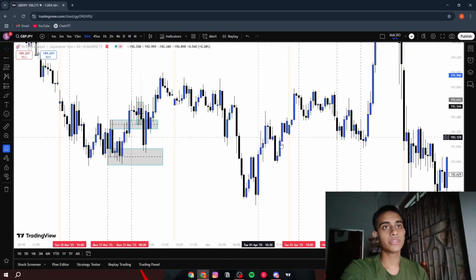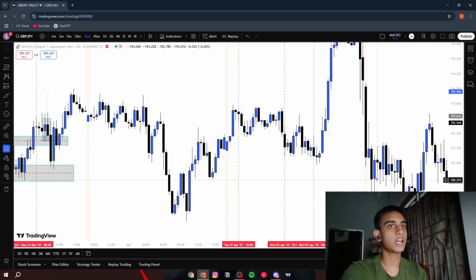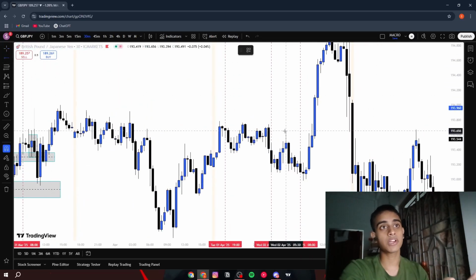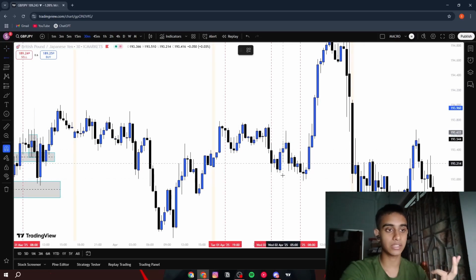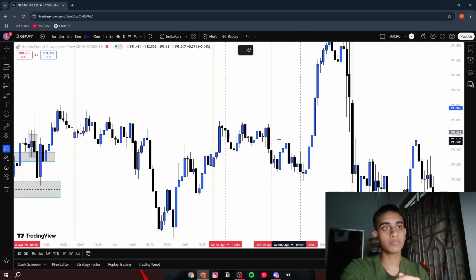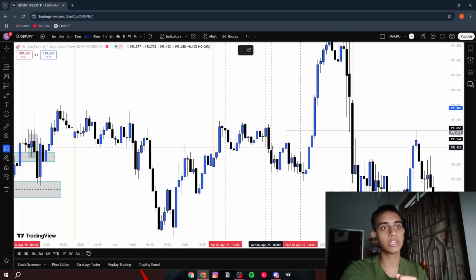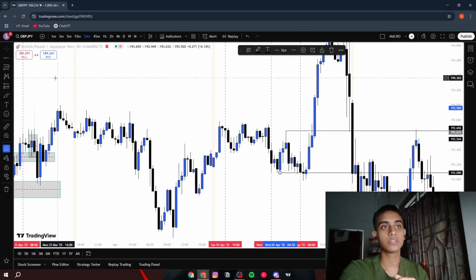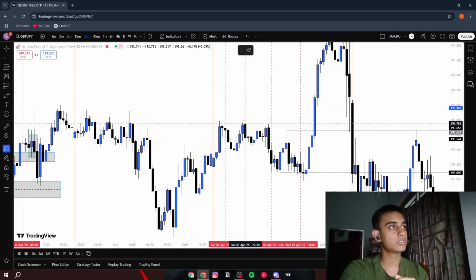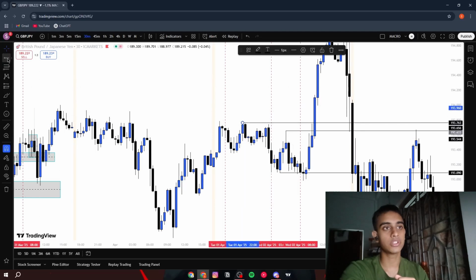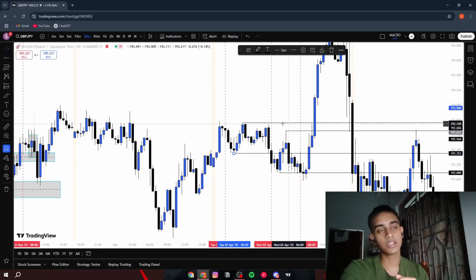So I marked out all of that, and after that I like to mark out the session swing highs and swing lows, which are the great draws on liquidity. So I'm gonna mark out these. This is a London swing high, and this is the London swing low. This is the Asian swing high, and this is the Asian low. But as you guys can see, London opens and took out this low right here, so we don't really have to care about that.